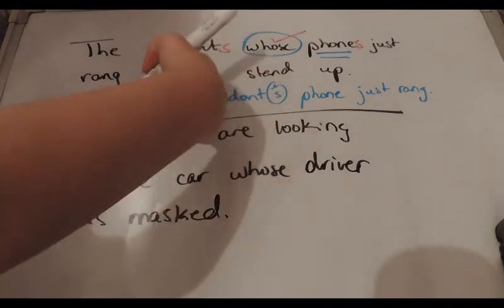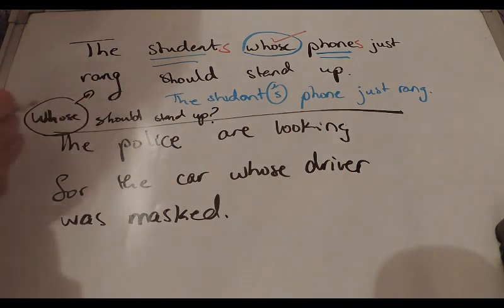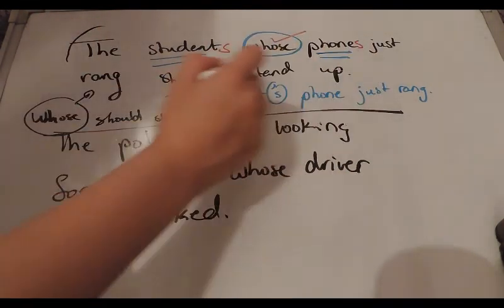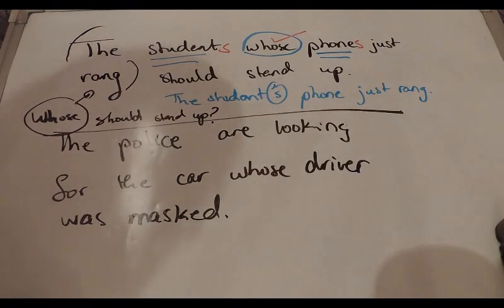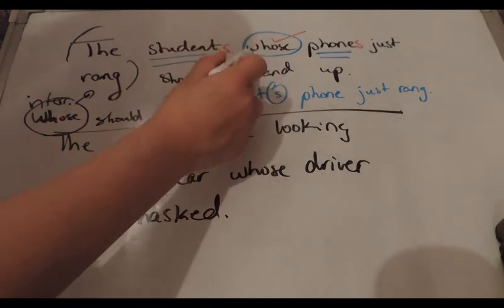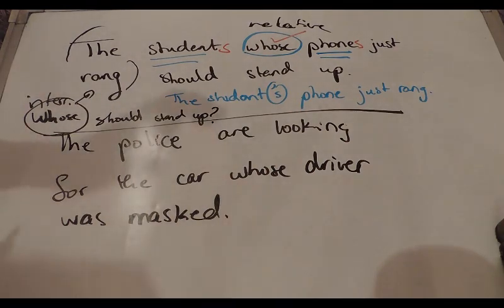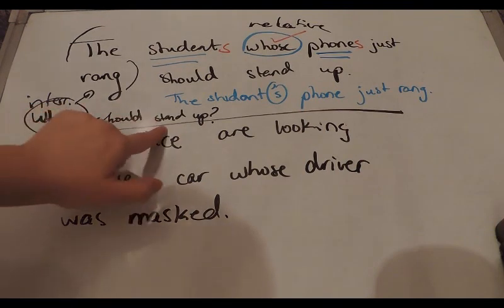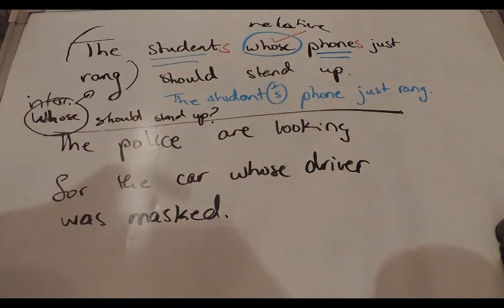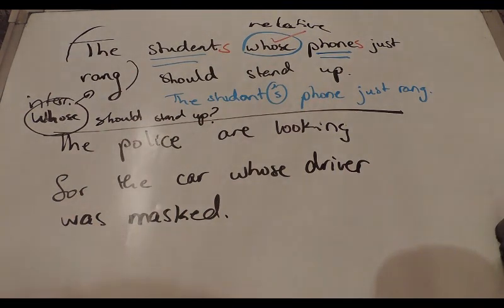The answer will be the students whose phones just rang should stand up. So whose, just like in this case, likely refers to the students whose phones just rang. In this case it is interrogative. But here, no, it is relative. So do not confuse between relative and interrogative pronouns. In interrogative pronouns, we did not mention the noun. I just said whose should stand up. For relative, I did mention it. I said that the students whose phones just rang should stand up.